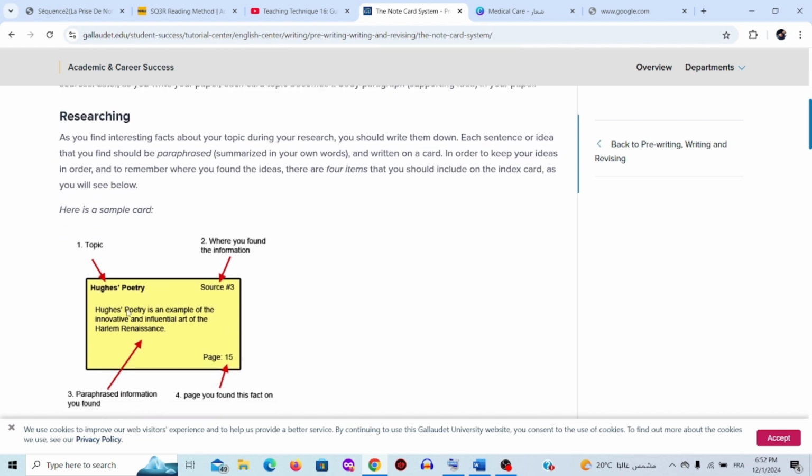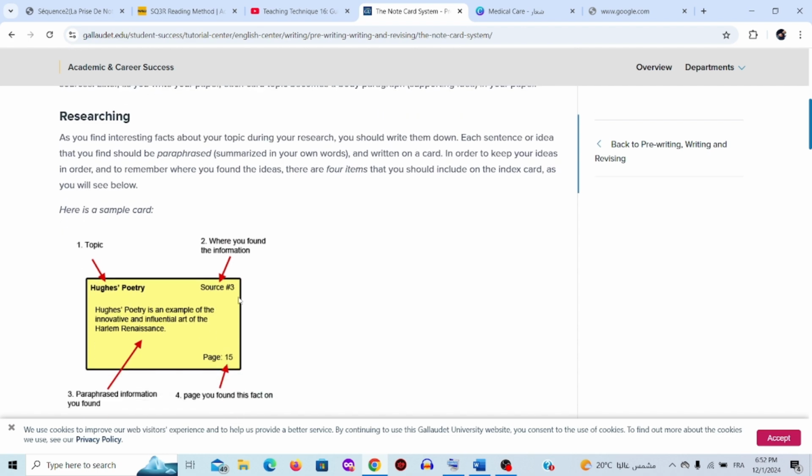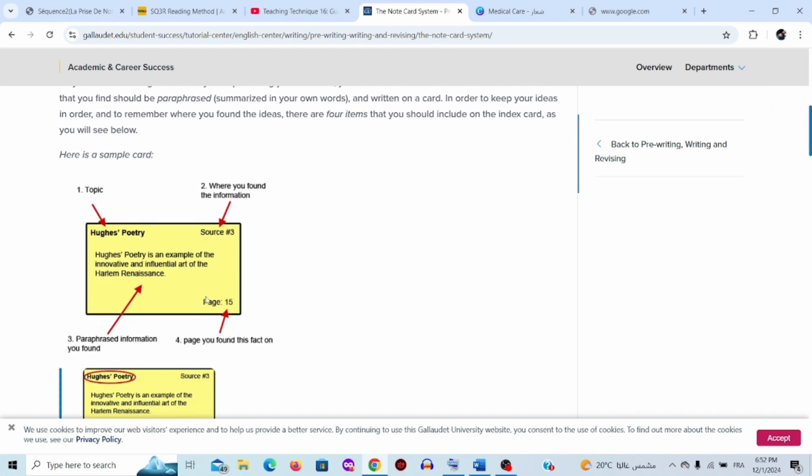So every idea you have, a card like this. And in the card, you are going to find the topic. You are going to find where you found the information, the source, and you are going to write the page, and you are going to paraphrase the information you found.